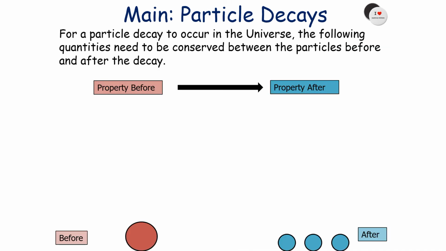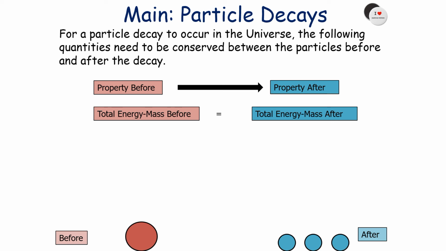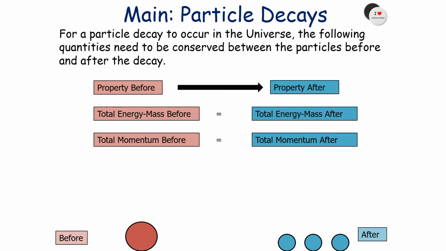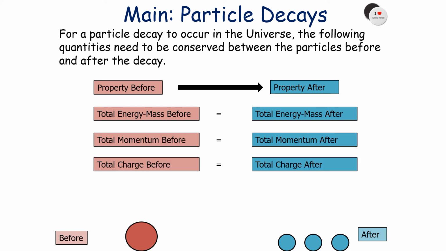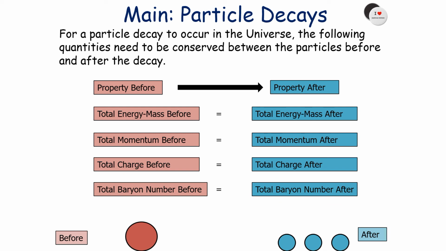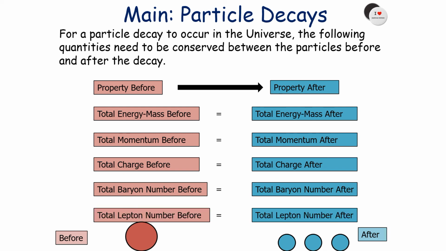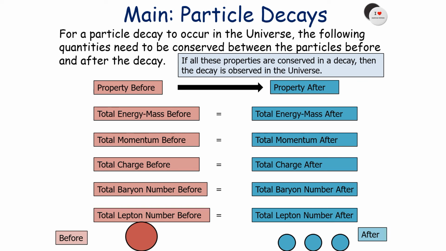So for a particle decay to occur in the universe, the following quantities need to be conserved between the particles before and after the decay. You've got the same total energy mass before and after, the total momentum before and after, the total charge before and after, the total baryon number before and after, and the total lepton number before and after. If all of these properties are conserved in the decay, then the decay is observed in the universe. If a property is not conserved, we say the decay does not occur due to a violation of that property. So the decay doesn't occur due to a lepton number violation.